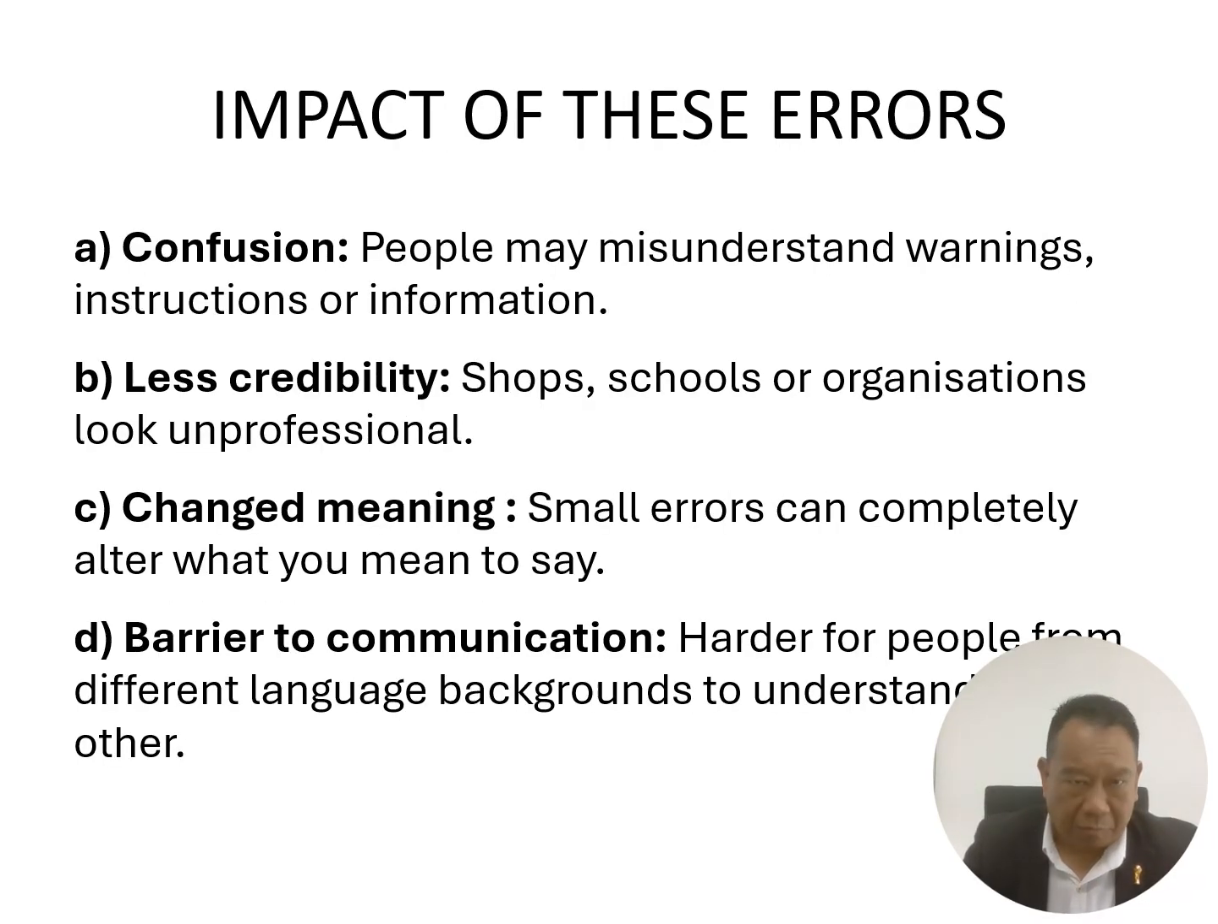Why do these errors impact us? You can see the impacts of these errors. Number one, they create confusion. People may misunderstand warnings, instructions, or information. Number two, they reduce credibility. Shops, schools, or organizations look unprofessional. Number three, they change the meaning of the sentence. Errors can completely alter what was meant to be said. And number four, they are a barrier to communication. It is harder for people from different language backgrounds to understand each other.